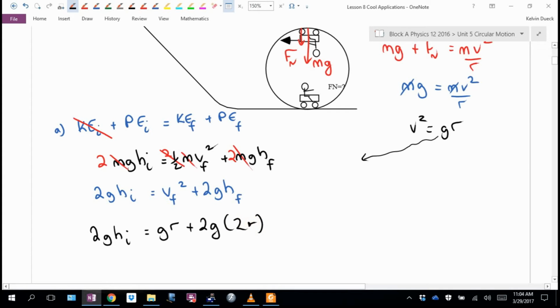Whoa, something weird going on here. What else cancels? What's going on? What this means is this roller coaster doesn't depend on Earth's gravity. It will work on any planet from this height.